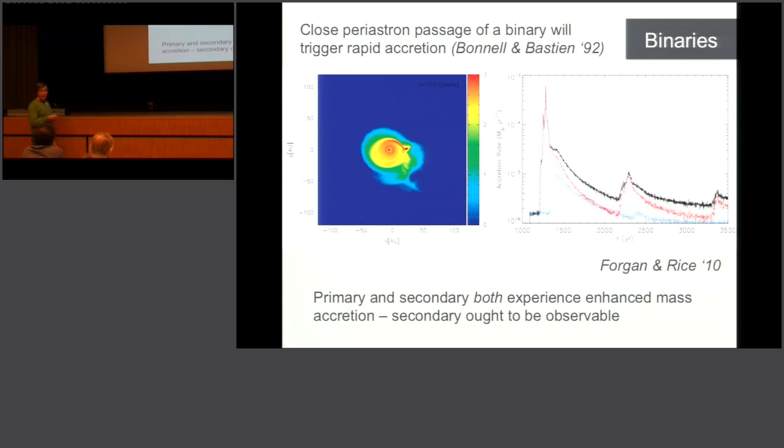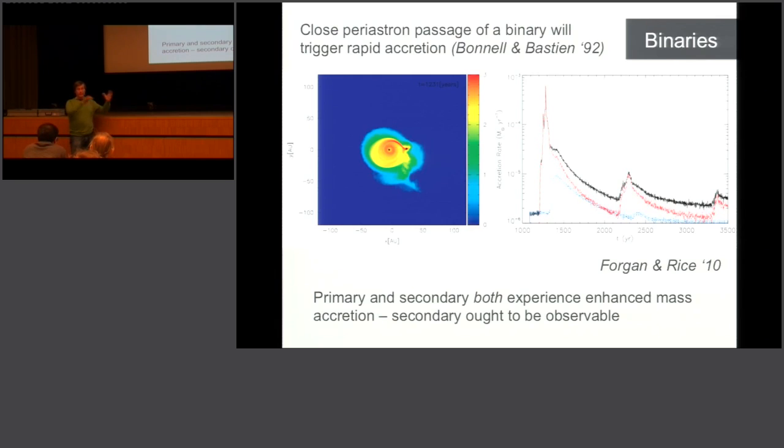Nonetheless, clearly the prediction here is quite obviously that both the primary and the secondary should accrete very vigorously as they come to closest points of approach. And that's the main sort of issue with this model. Why don't you see these binaries in these FU Orionis events?